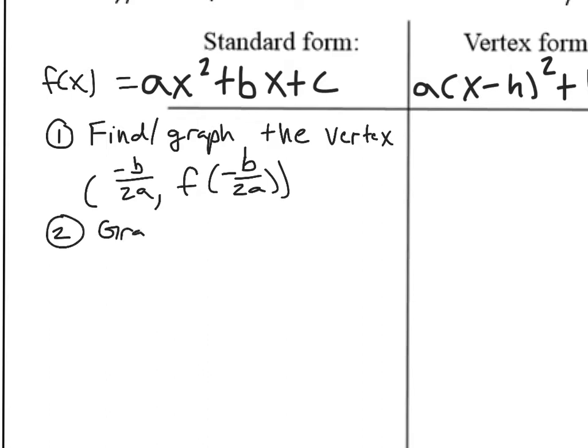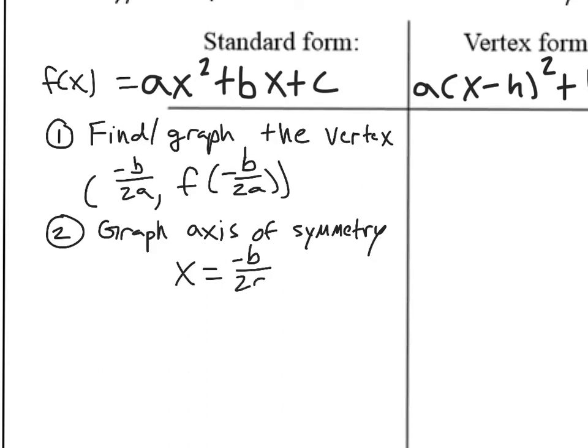Second thing, graph the axis of symmetry. That's just the x-coordinate. It's a vertical line that goes right down the middle of a quadratic, okay?